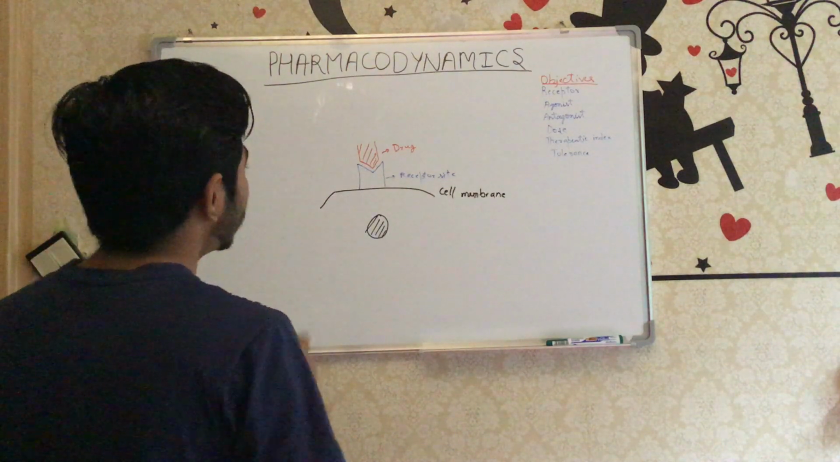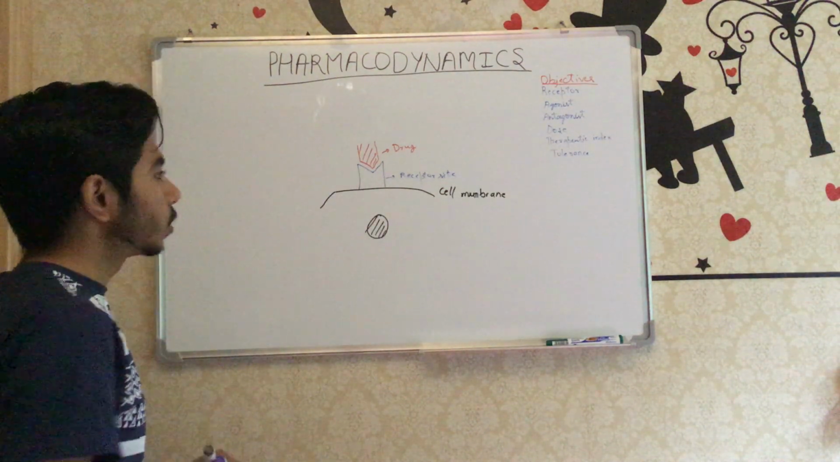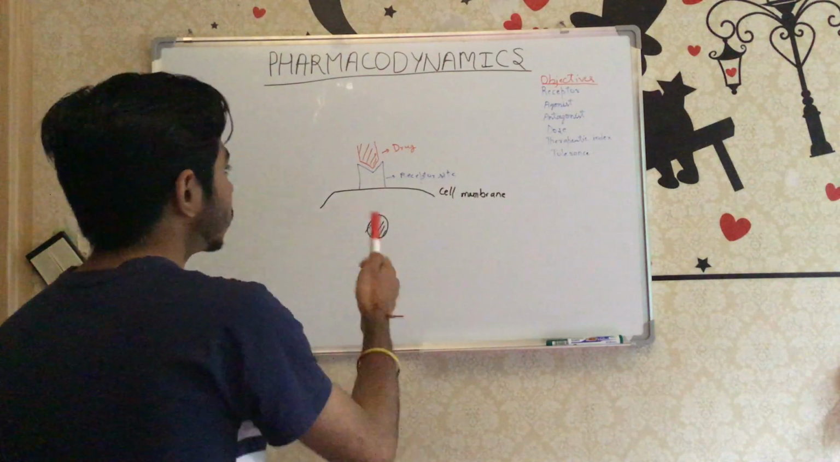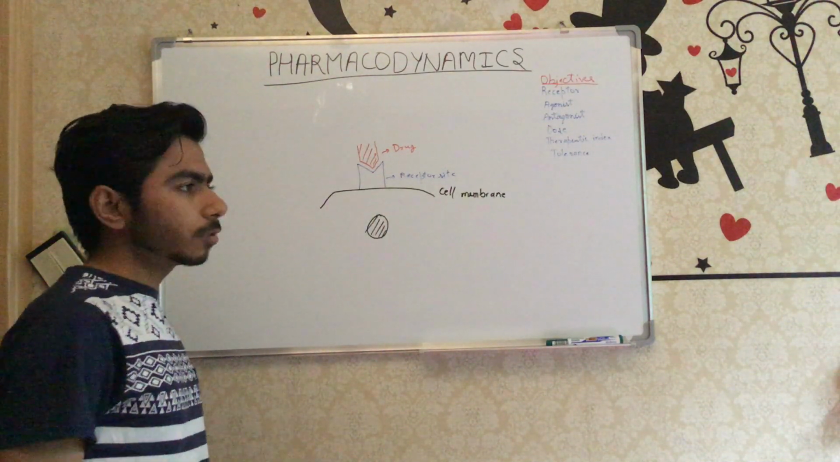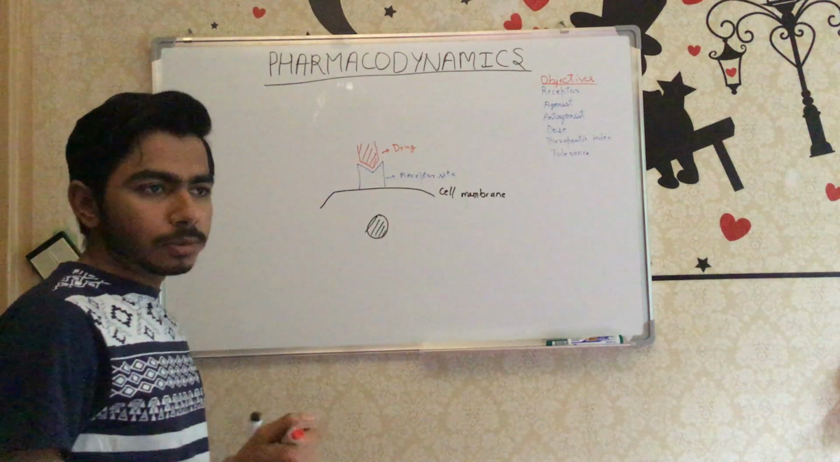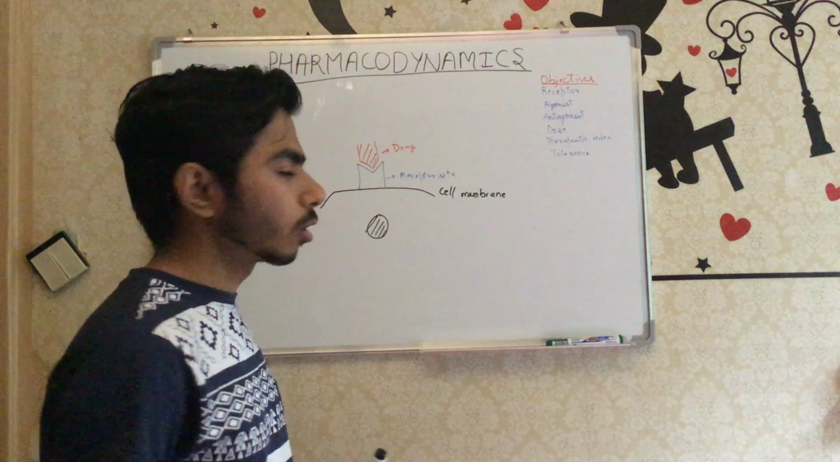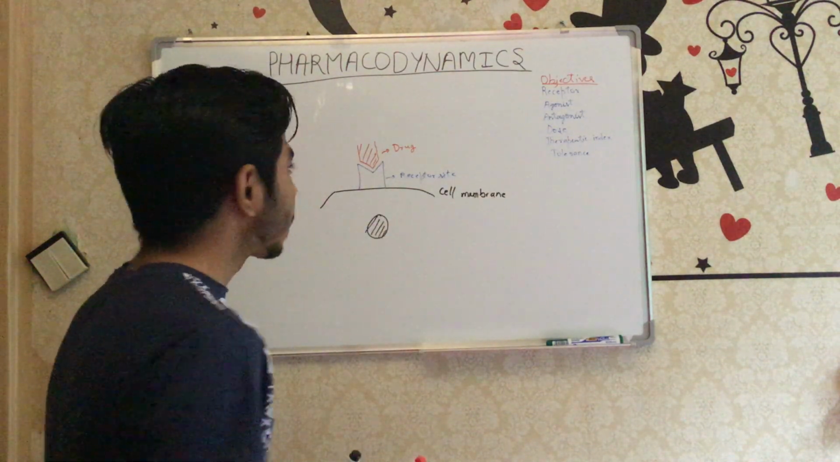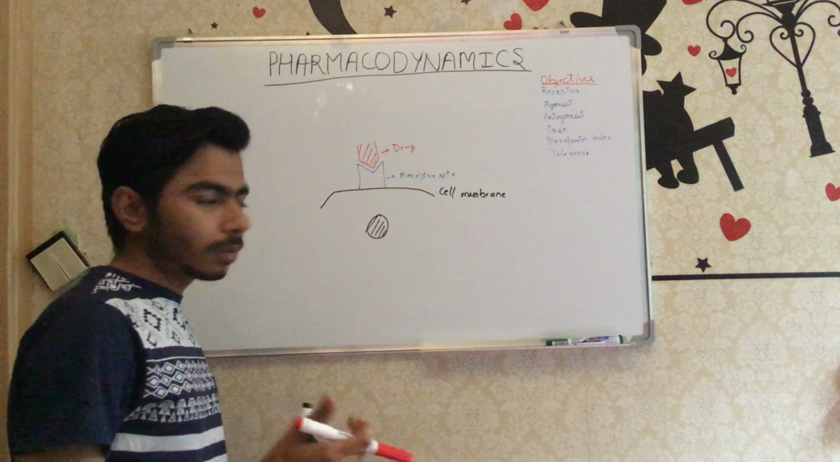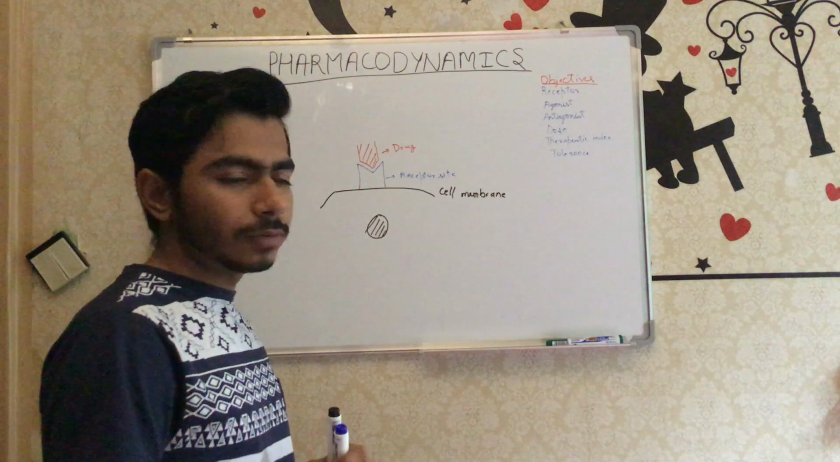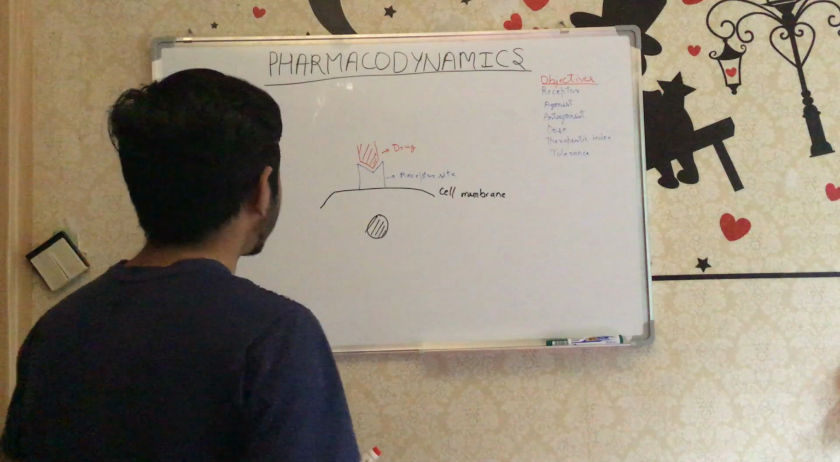First of all, a receptor is a protein present on the cell membrane or cell wall, and these receptors are very specific to chemical messengers like neurotransmitters, many kinds of hormones, or drugs. We are talking about pharmacology, so I'm taking drugs. So these are drug specific. Different drugs act on different receptors and elicit different kinds of responses in our body.